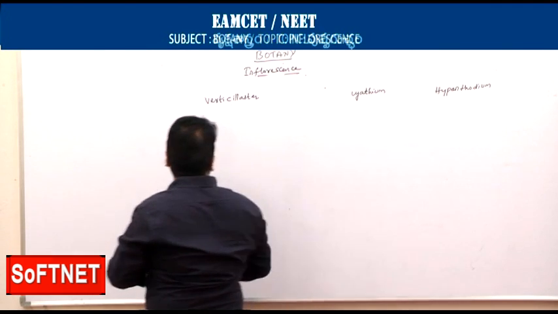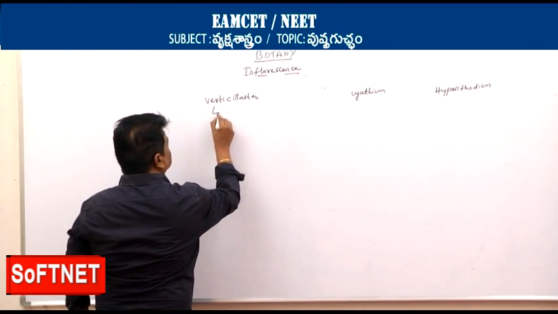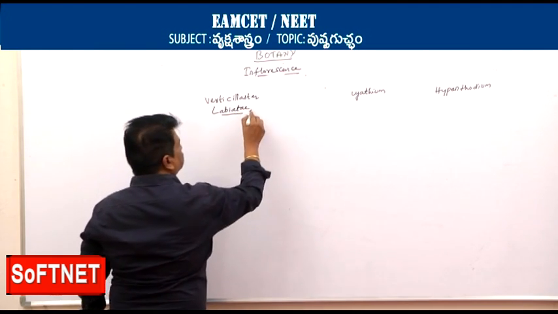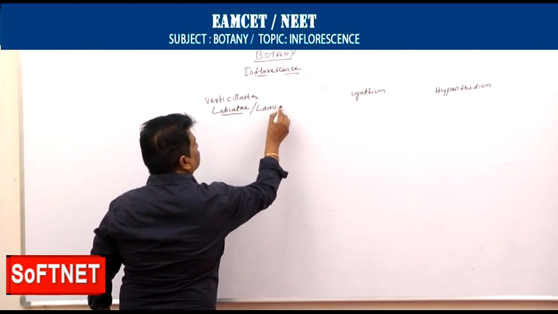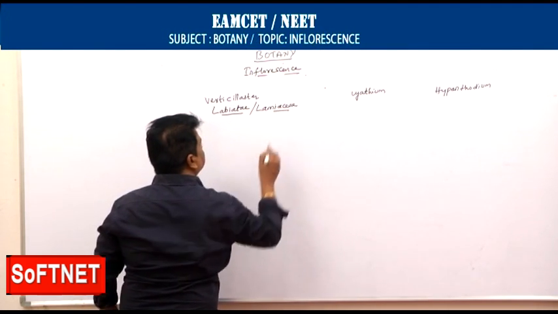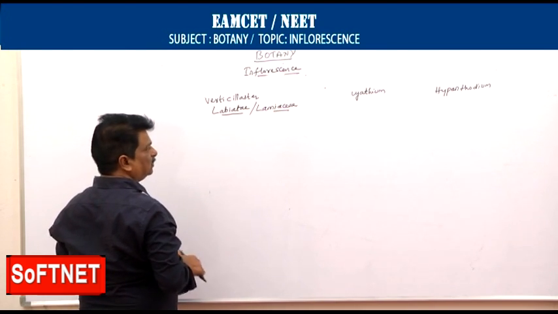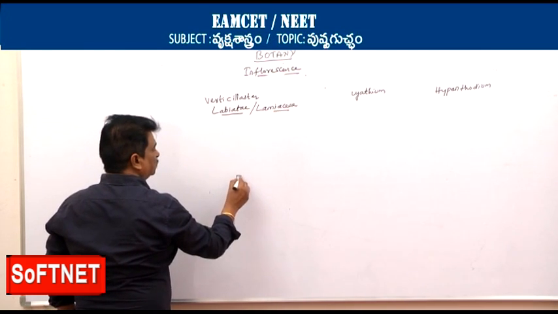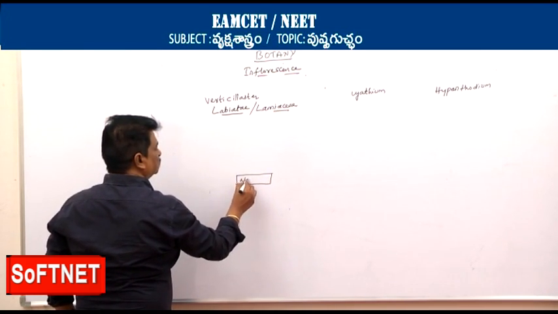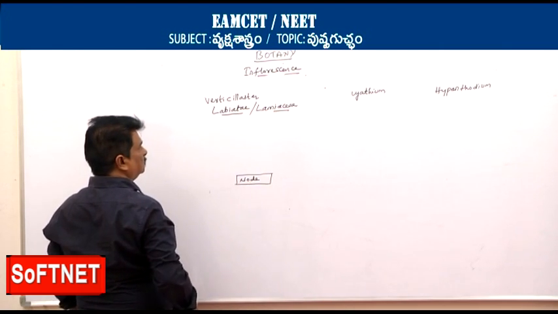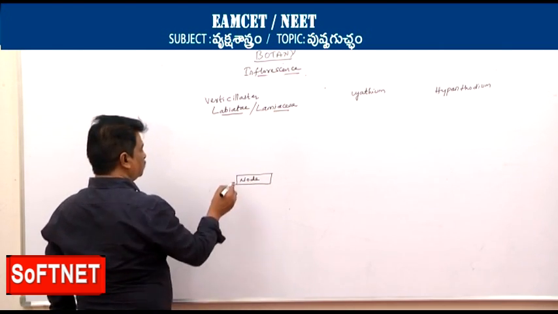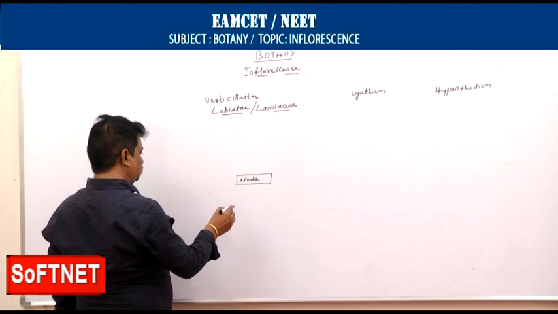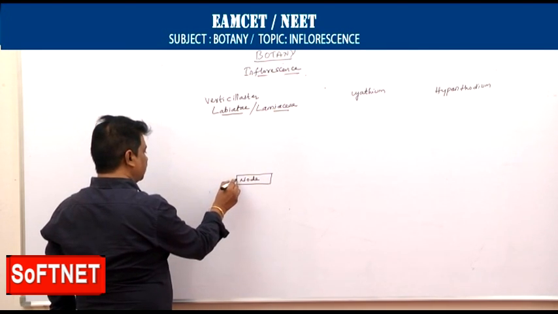Verticillaster, first one. It is the characteristic inflorescence of Labiatae, also called Lamiaceae. In the Labiatae family, phyllotaxy is opposite. At each node, 2 opposite leaves are present. In this type, the inflorescence arises from the axils of leaves.